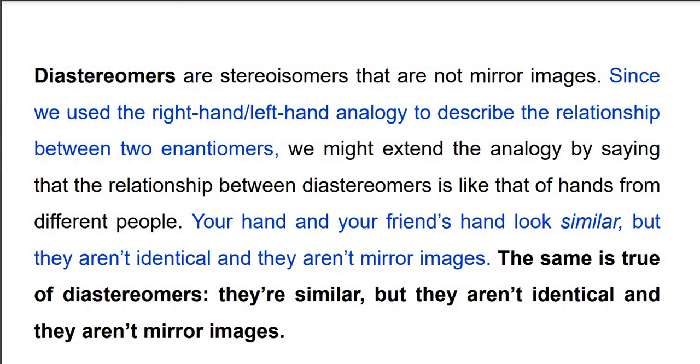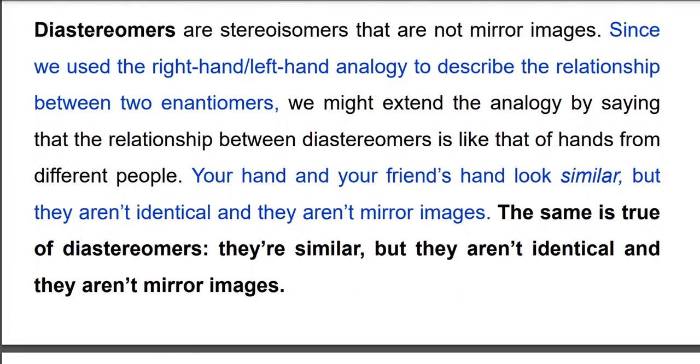Now, diastereomers are stereoisomers that are not mirror images. Since we use the right hand, left hand analogy to describe the relationship between two isomers, we might extend the analogy by saying that the relationship between diastereomers is like that of hands from different people. Your hand and your friend's hand look similar, but they are not identical and they are not mirror images. The same is true for diastereomers: they are similar, but they are not identical and they are not mirror images.